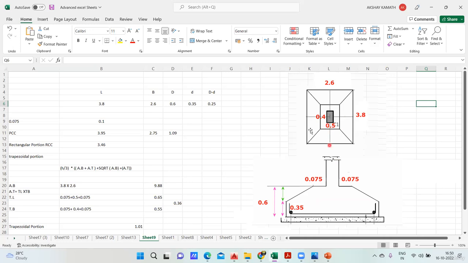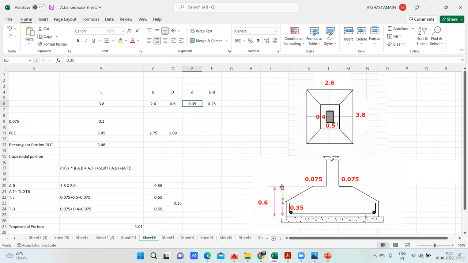So first, what quantity am I supposed to find? First, let me find the PCC quantity for this. PCC quantity is very simple. I've written it here. Length is 3.8 meter. I'll teach you how to prepare this Excel sheet, but first you understand the concept. The breadth is 2.6 meter, it's written here, and this is the overall depth, that is capital D, the overall depth of your footing, which is written 0.6. And this is small d, the rectangular portion that you have, which I've written as 0.35.